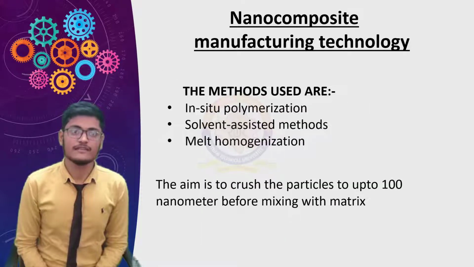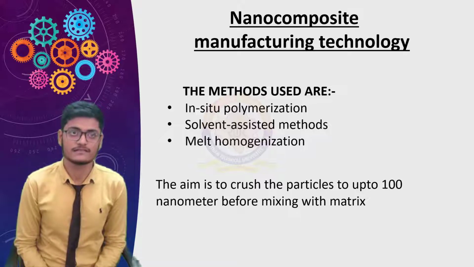Now, the methods that are commonly used for nanocomposite manufacturing are in situ polymerization, solvent-assisted method, and melt homogenization. The basic aim is to crush the particles down to 100 nanometers to make them nanoparticles before mixing them with the matrix. In in situ polymerization, a step-by-step method is followed, which results in the formation of a hybrid between polymer molecules and nanoparticles.